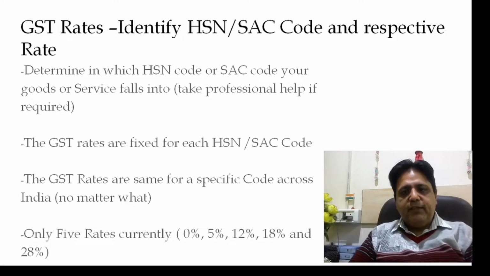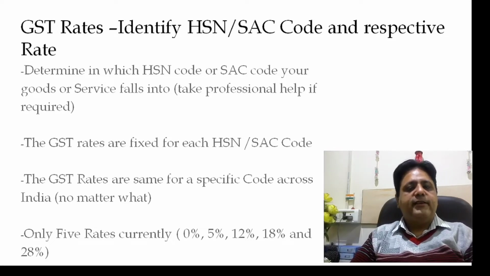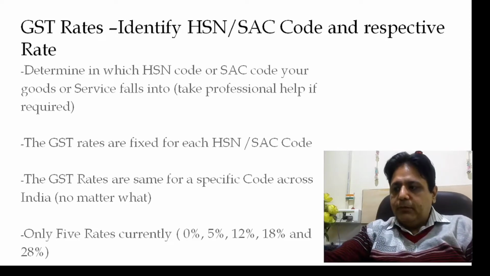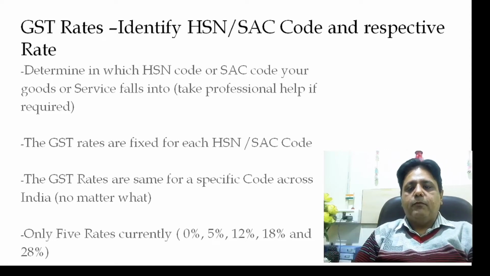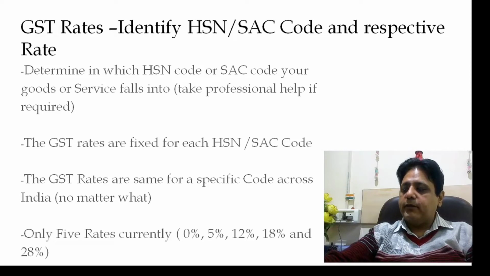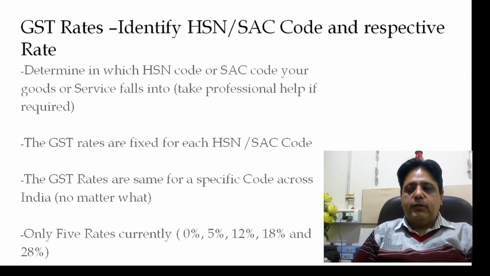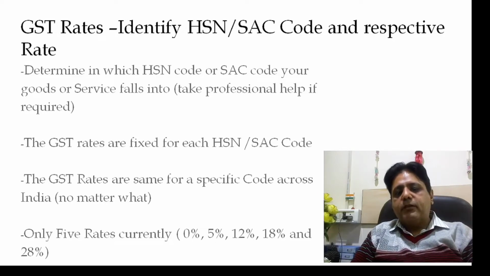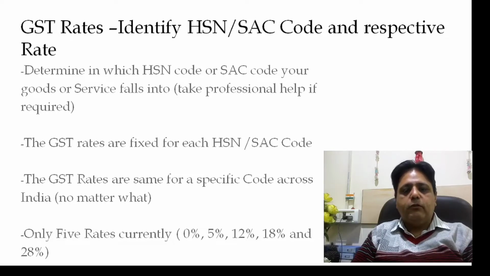Now, for each and every HSN code and SAC code, the GST rates are determined and fixed by the law. For every HSN code, there will be a specific rate. Okay. One thing you should keep in mind is that these GST rates are the same for a specific code across India, no matter what. If there is a rate of a particular item, let's say for stationery the rate is 18%, then it will be 18% across India. It is not going to be different for Delhi, or for any other state or any other location. All across India, the rate of GST would be 18% only, because it is 18% for that particular item. Okay.